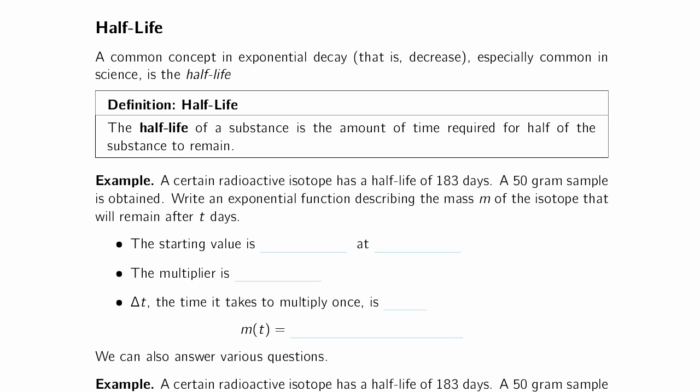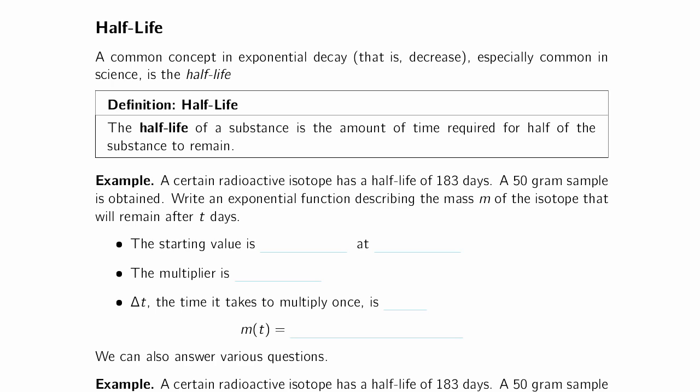Another common way to talk about exponential models, specifically those that describe exponential decay, that is, an exponential function that is decreasing, is the concept of the half-life. This is especially common in science. The half-life of a substance is the amount of time required for half of the substance to go away and the other half to remain.